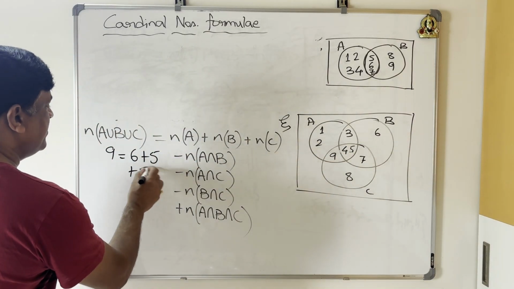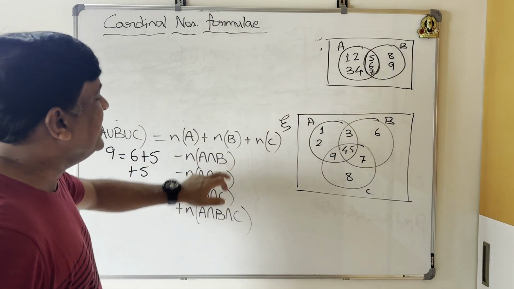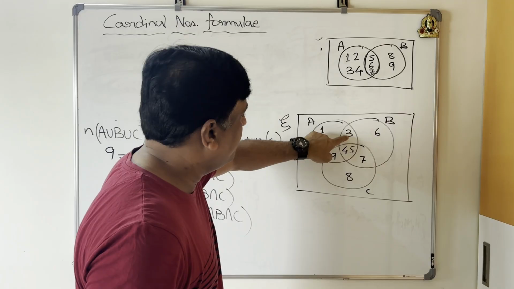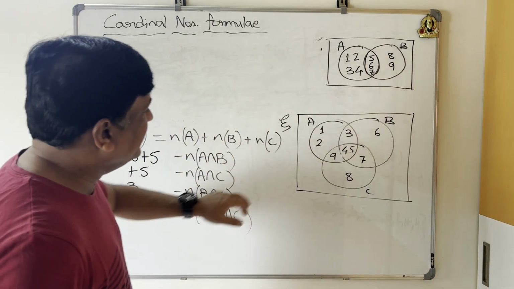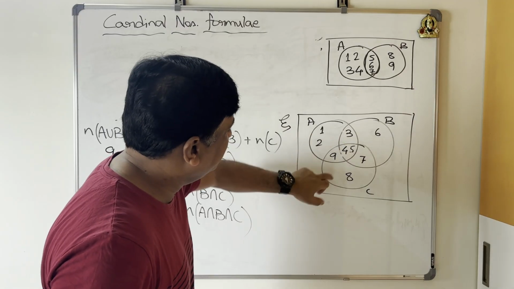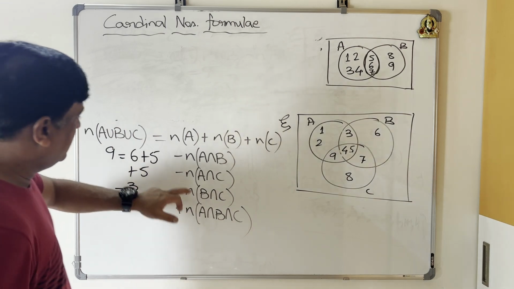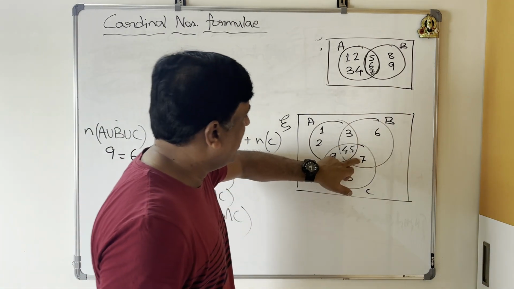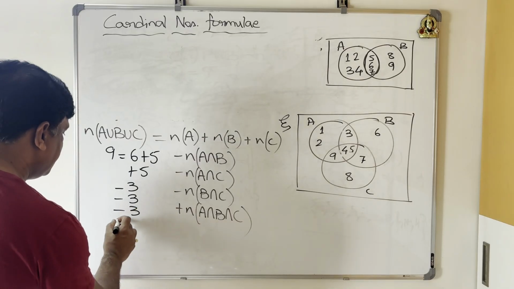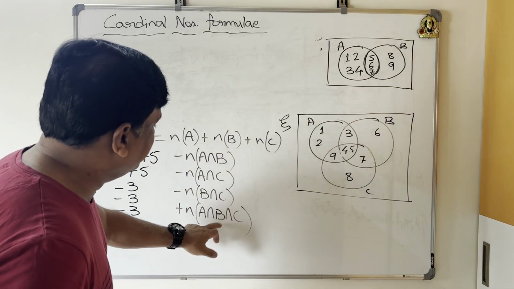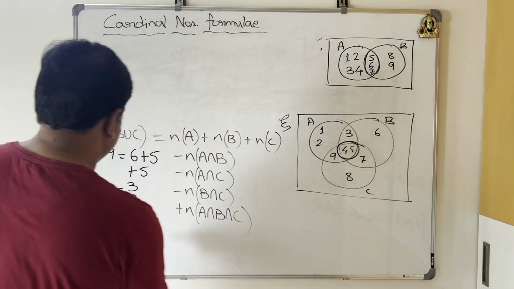Right? Now you have to start with the minus ones. N of A intersection B. How many do you have? 1, 2, 3. It is minus 3. A intersection C, you again have 3, minus 3. B intersection C, you have 1, 2, 3 again, it's minus 3. And then the last one, A intersection B intersection C, which is the middle portion, which is 2.